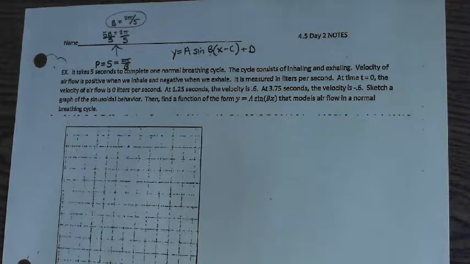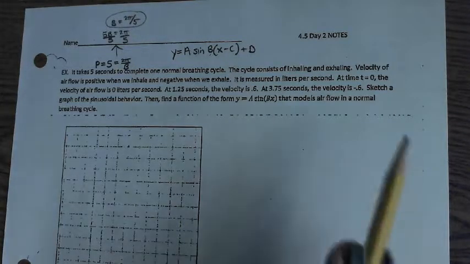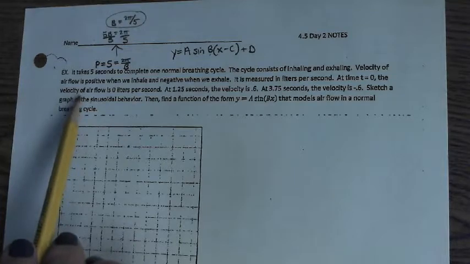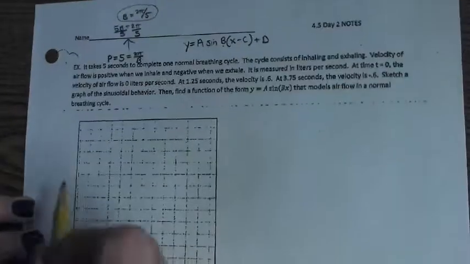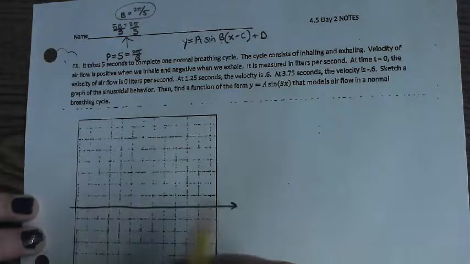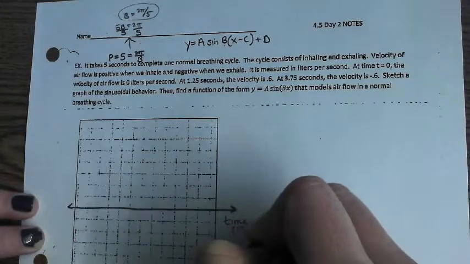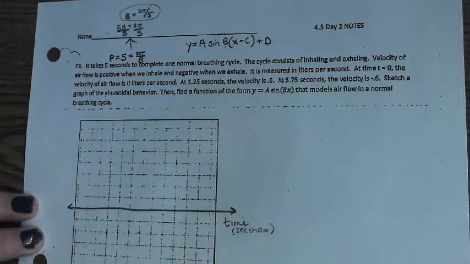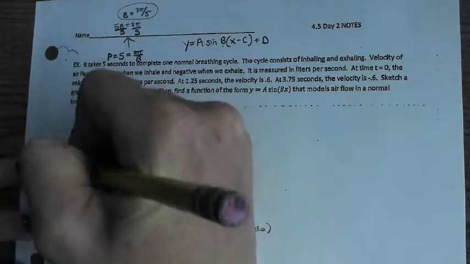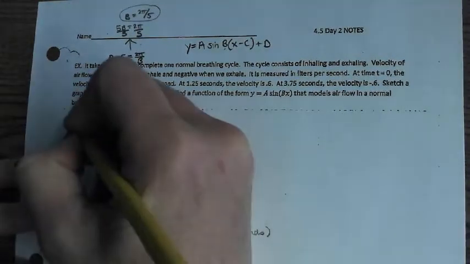The cycle consists of inhaling and exhaling. Velocity of airflow is positive when we inhale and negative when we exhale. It is measured in liters per second. At time t equals 0, the velocity of airflow is 0. So our x-axis is going to be our time in seconds. We're not going to go backwards in time, so I'm going to put my y-axis way over here.